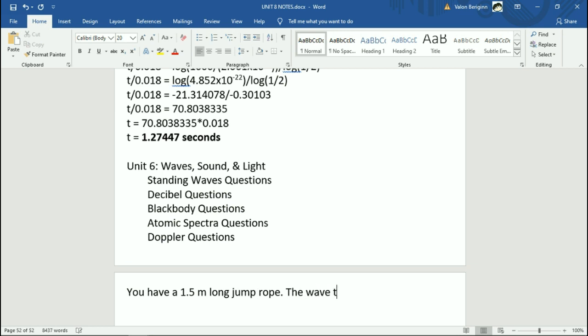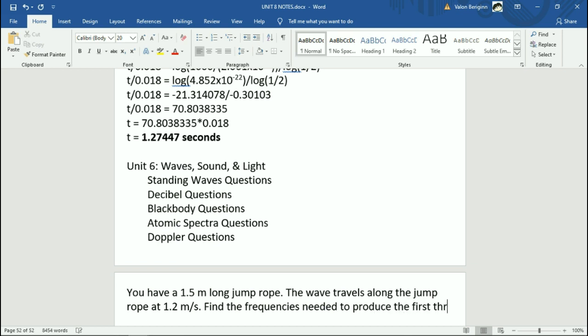The wave travels along the jump rope at, I'm going to be really easy and say 1 meter per second. No, it won't be that easy. I'll say 0.8 meters per second. No, that's way too slow. I'll say 1.2 meters per second. Okay. Find the frequencies needed to produce the first 3 harmonics of standing waves.